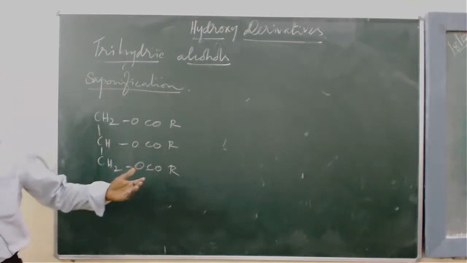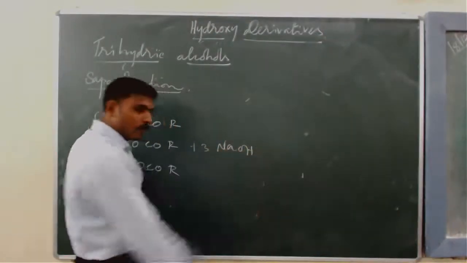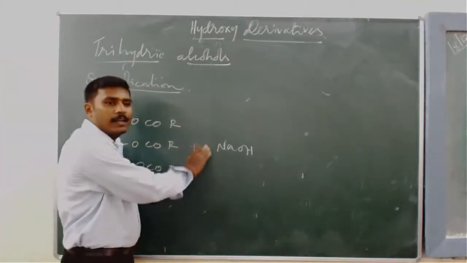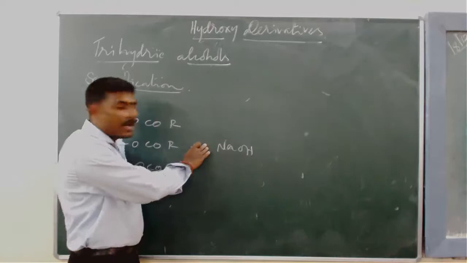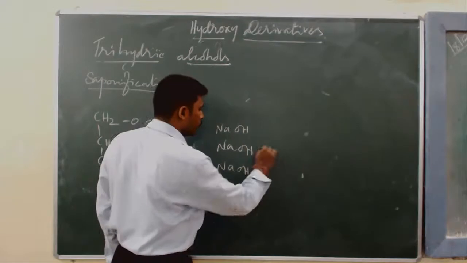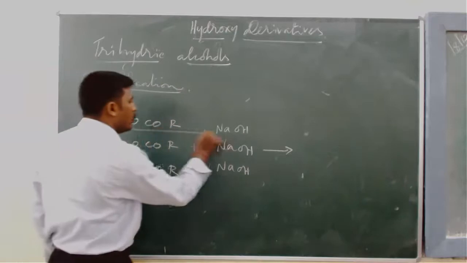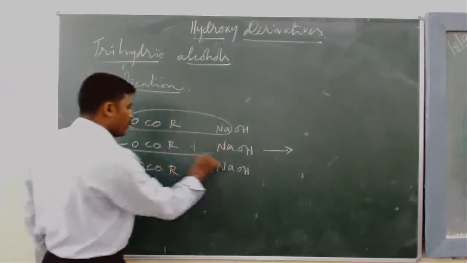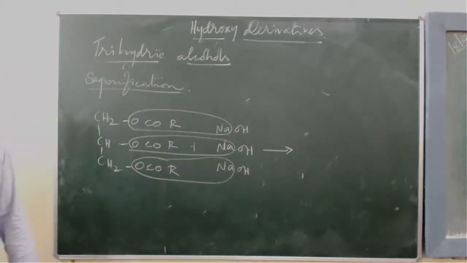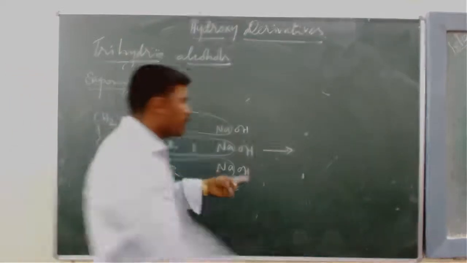So I am going to add sodium hydroxide. Clear? So 3 molecules of NaOH, sodium hydroxide. Instead of writing 3, for you to understand, I am going to write 3 times NaOH, NaOH, NaOH. Clear? Now RCOONa, removal of RCOONa. What is remaining? CH2OH, CHOH, CH2OH. What is the product name?